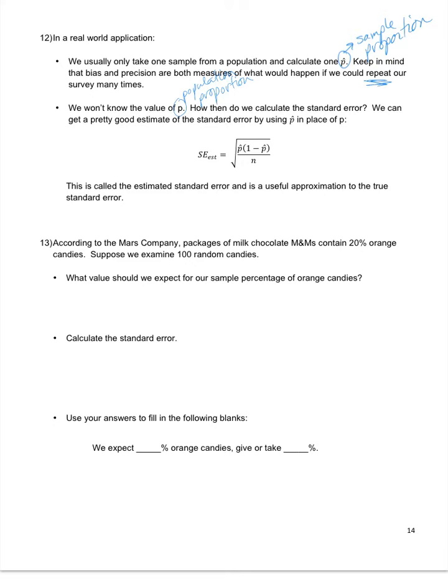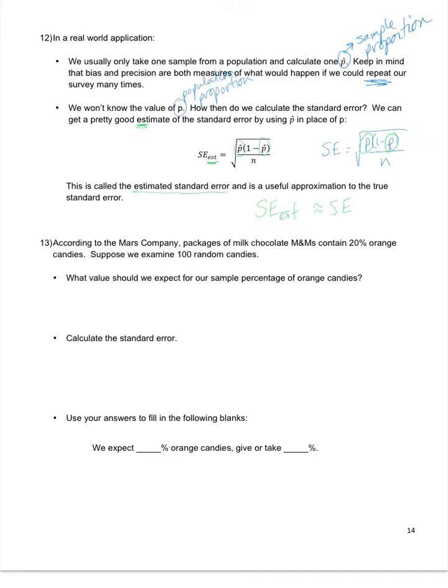Okay, so the question then is, how do you calculate the standard error? Well, you get a pretty good estimate of the standard error by using p hat in place of p. So remember from the previous page, the standard error was equal to the square root of p times 1 minus p over n. And we're just substituting in p hat in place of p. And when we do that, we put an EST here to remind ourselves that this is an estimated standard error. So again, this is called your estimated standard error, and it is a useful approximation to the true standard error. So that means that the standard error that's estimated should be pretty close to the actual standard error.